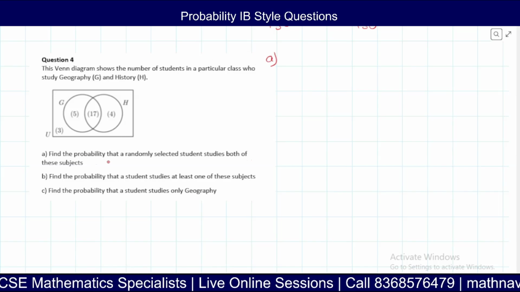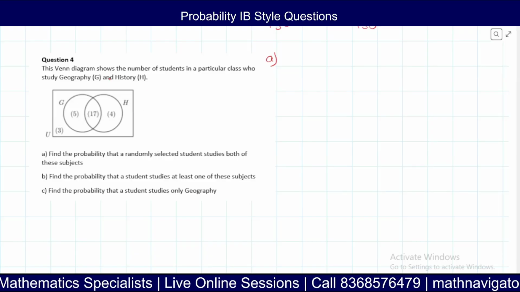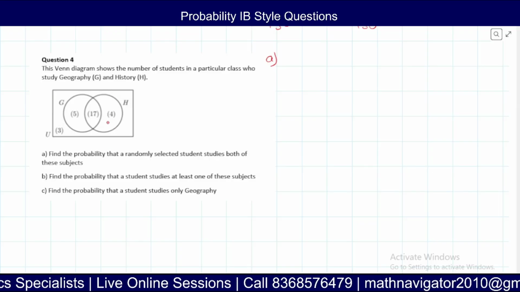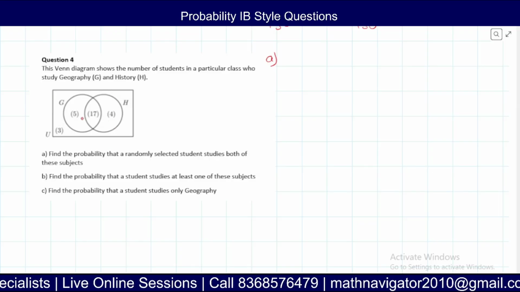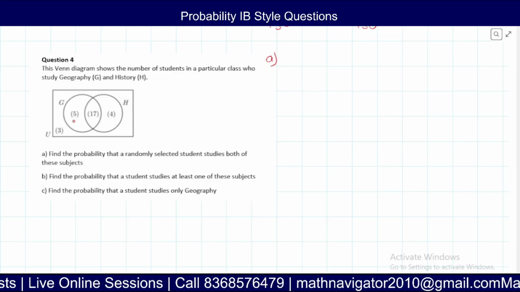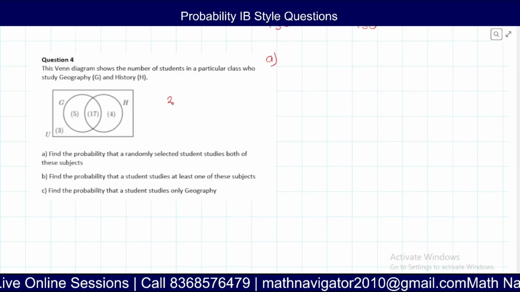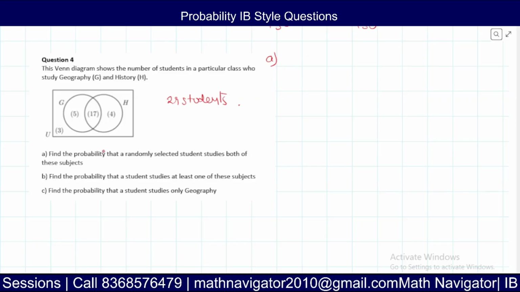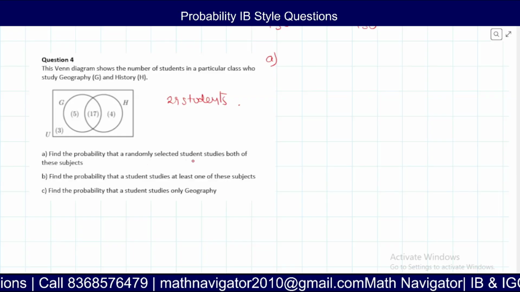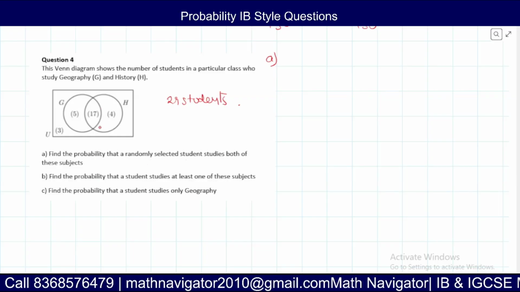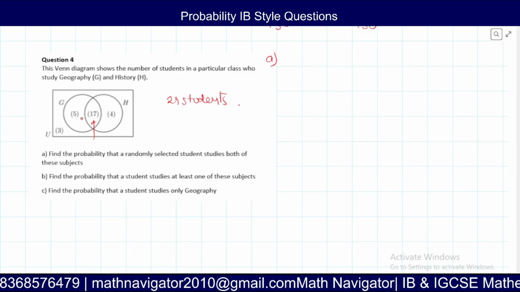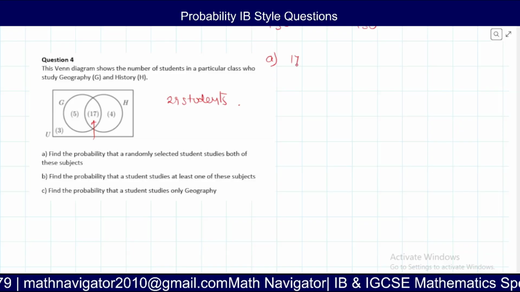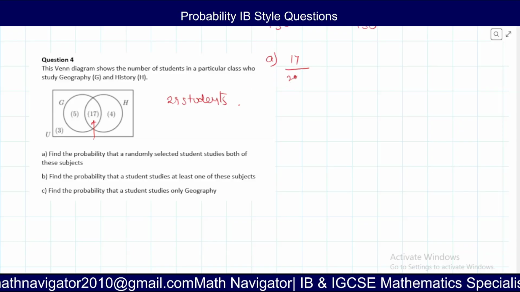First we need to make the total of the students. How many students are in the class? 5 plus 17 plus 3 plus 4 is 29 students in the class. Now part A: find the probability that a randomly selected student studies both subjects. Both means the intersection. So 17 over 29 is my answer for the first part.